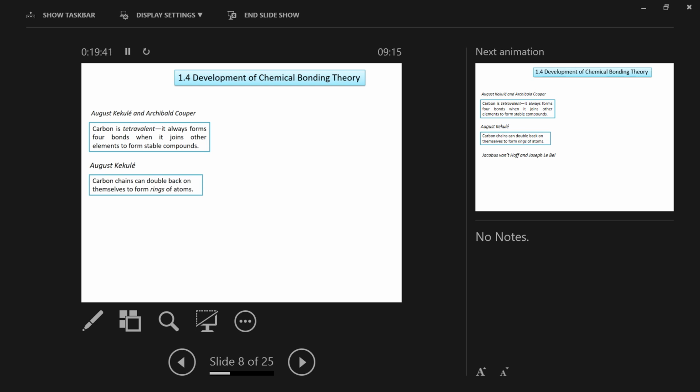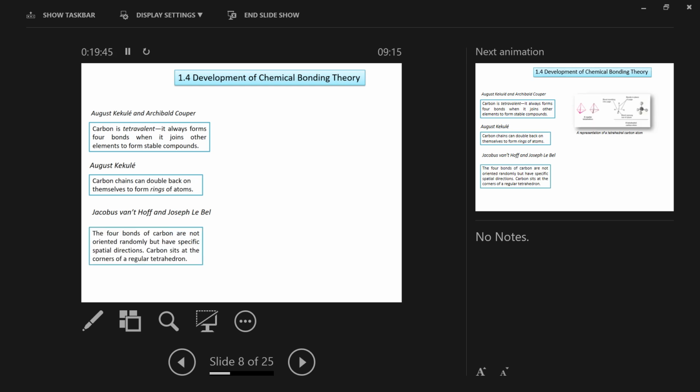Carbon chains can double back on themselves to form rings of atoms, and Jacobus van 't Hoff and Joseph Le Bel showed that the 4 bonds of carbon are not oriented randomly but have a specific spatial direction. Carbon sits at the center of a regular tetrahedron. Here you can see, in the middle of the tetrahedron is the carbon, and then we have the 4 substituents. Obviously, we have these bonds between the carbon and the other atoms around it, in this case hydrogens.